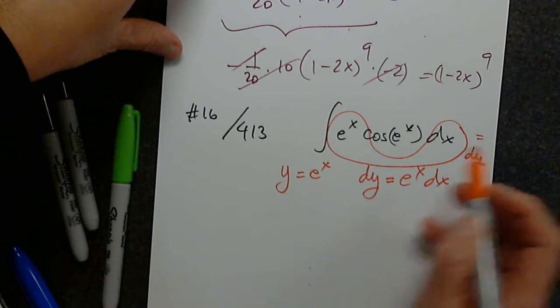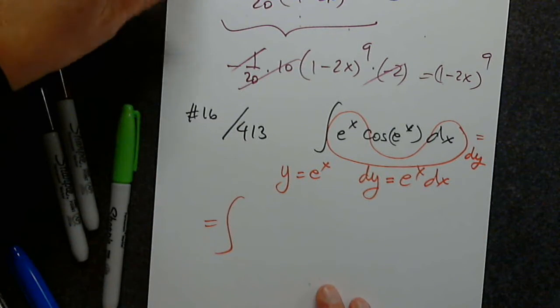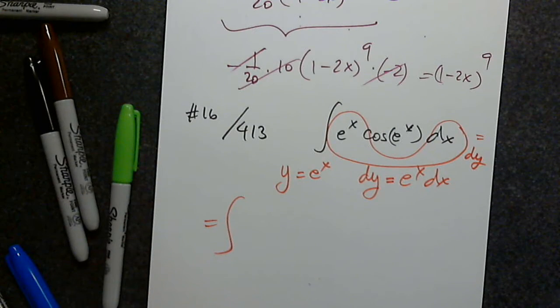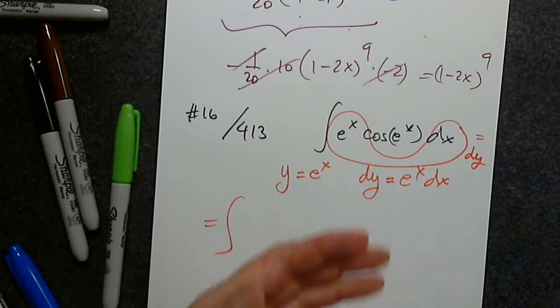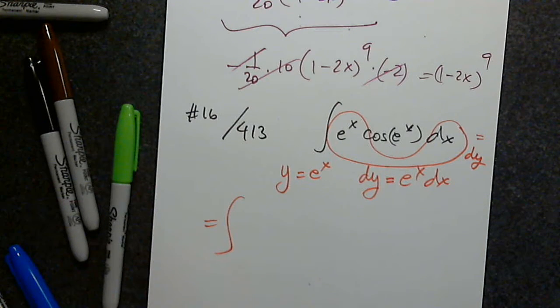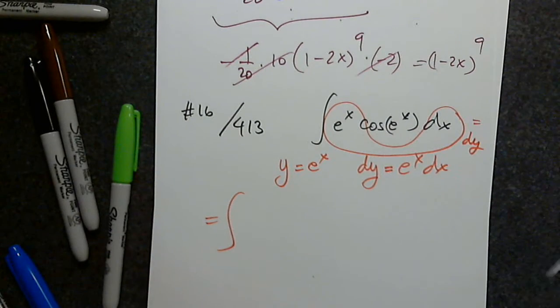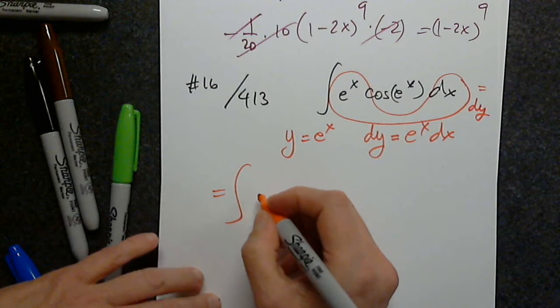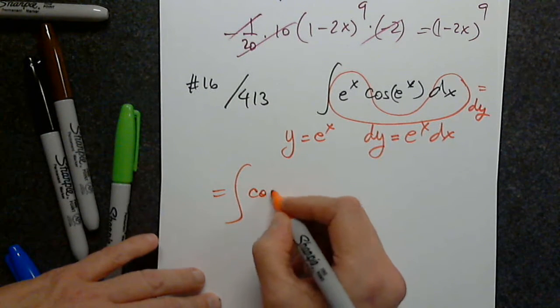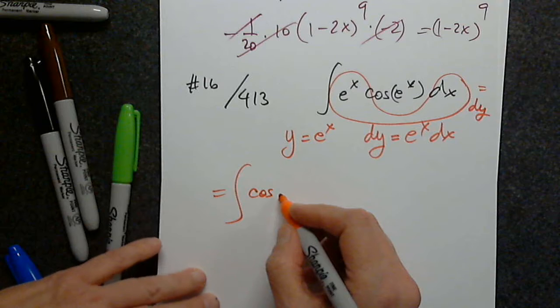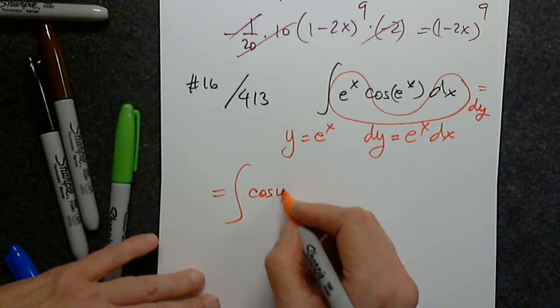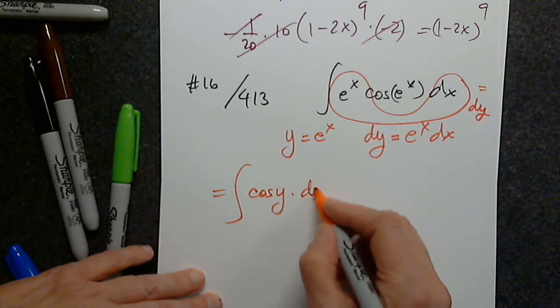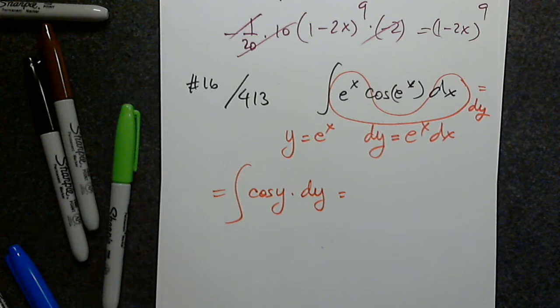So the integral easily changes into, remember I cannot have x and y in the same integral. Once I change from x, everything changes into y. So what do I have? So I do have cosine, yes, times, indeed. Much easier to handle.